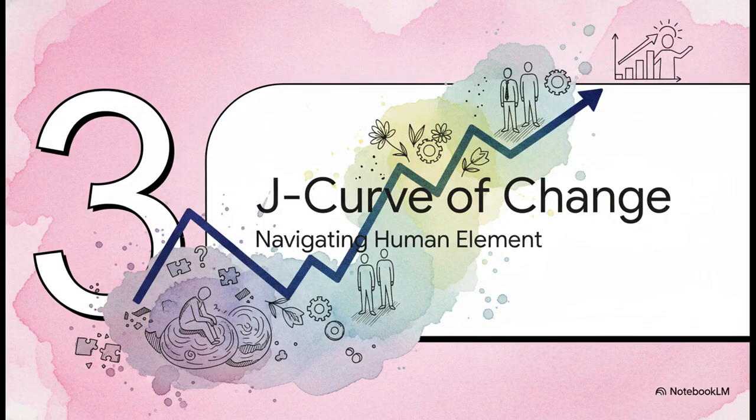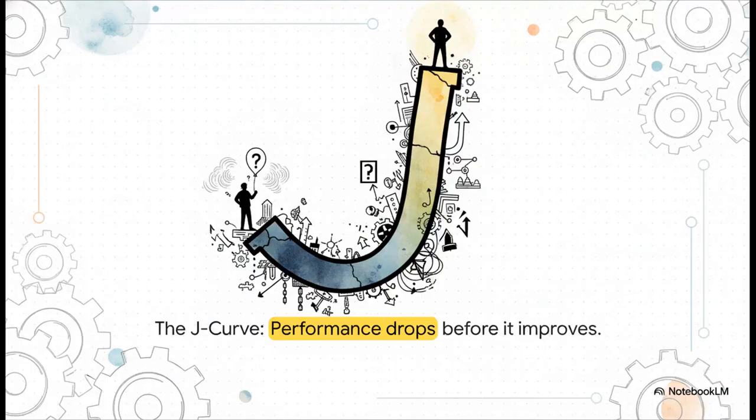Which brings us to Section 3, the J-curve of change, navigating the human element. Now, Lewin gives us those nice, broad, structural stages, but author Gerald Jellison, he gives us the raw, human emotional reality of change. Just notice the literal shape of this curve. Performance actually drops before it improves. Guys, this is a massive exam takeaway.